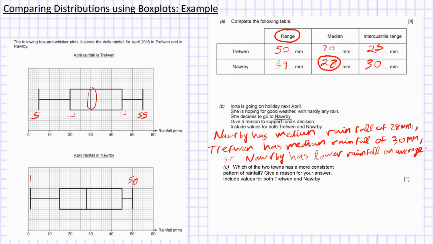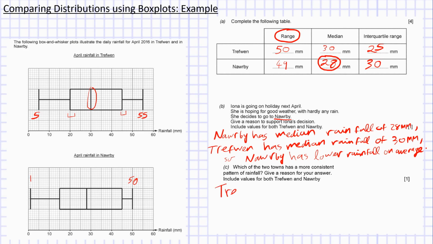For C, which of the two towns has a more consistent pattern of rainfall? Give a reason for your answer, including values from both Trefwen and Naurby. Well, I would just say which of them has the lower interquartile range. And we can say that that's going to be Trefwen. So even though Trefwen has a higher range, the interquartile range gives us a better picture of the range because it's not as affected by outliers or extreme values. So I would say the one with the lower interquartile range, the lower measure of spread, because remember that's what interquartile range is, is going to be the one with the more consistent pattern.